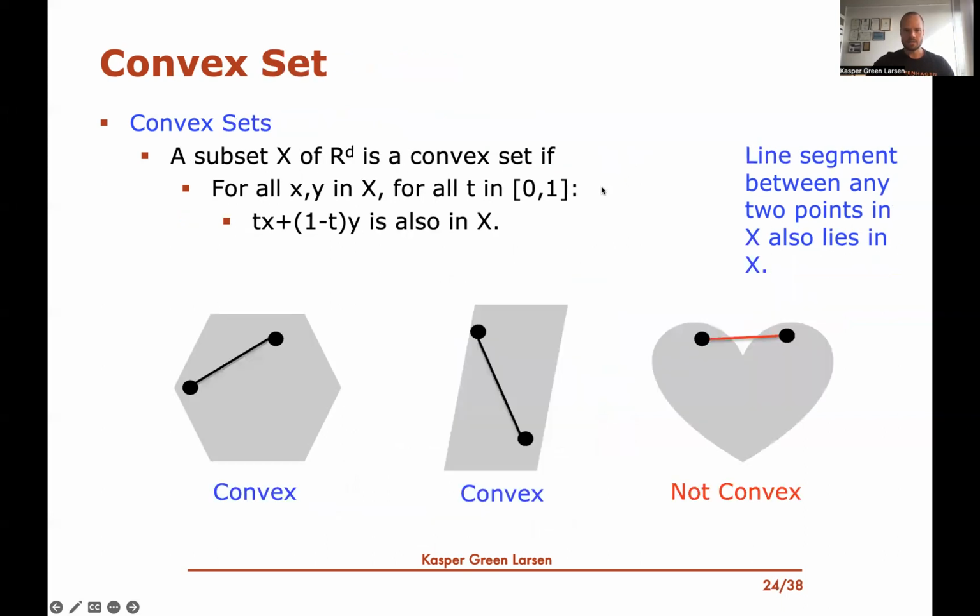So let's just see what that means. Well, a convex set: if I have d dimensions, so I have a subset x of R^d, then this x is a convex set.